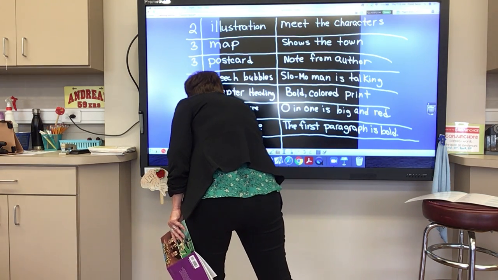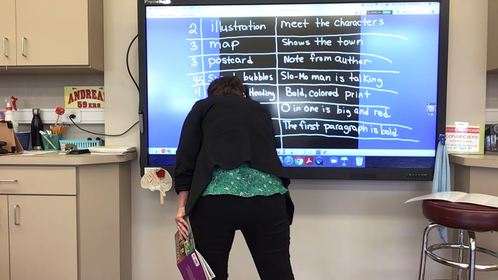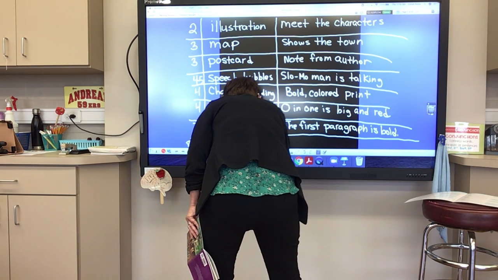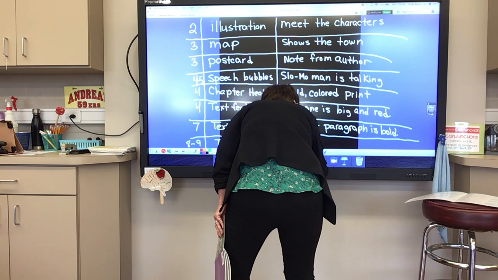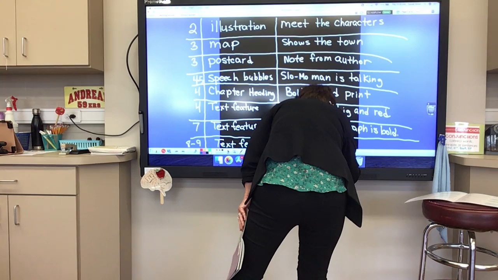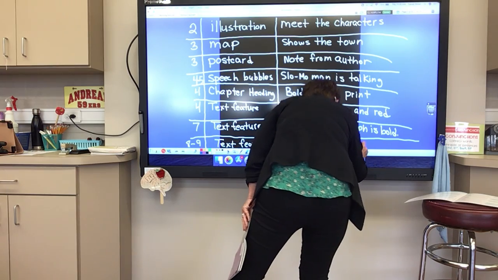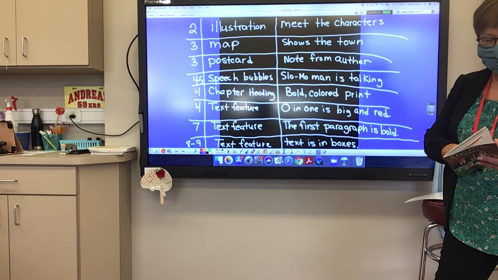We have another text feature. The text is in boxes. In fact, it's in colored boxes. We didn't even write that down.